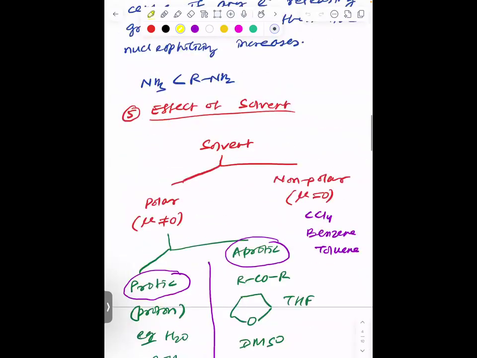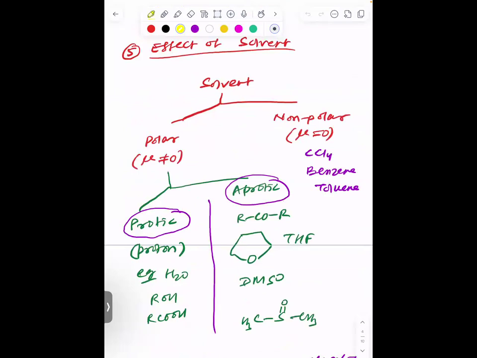Okay, so effect of solvent. Solvents are of two types, polar and non-polar. Polar solvent is of two types, polar protic and polar aprotic. Protic means which can donate a proton, H plus. Polar protic examples are water, alcohol, carboxylic acid. Polar aprotic examples are ketone, THF tetrahydrofuran, DMSO dimethyl sulfoxide.